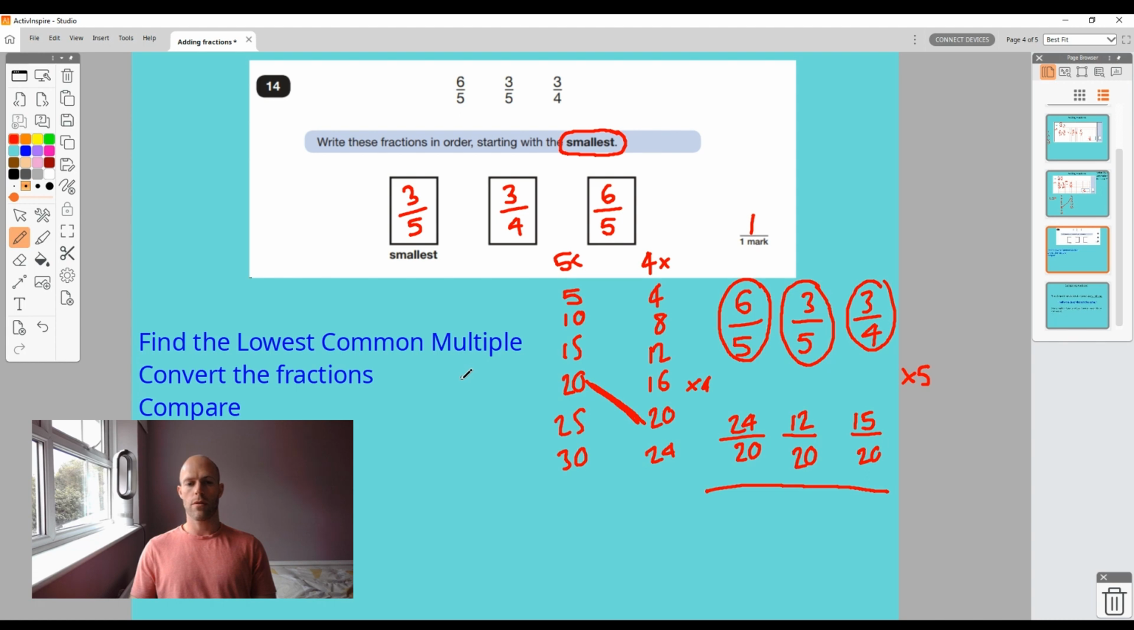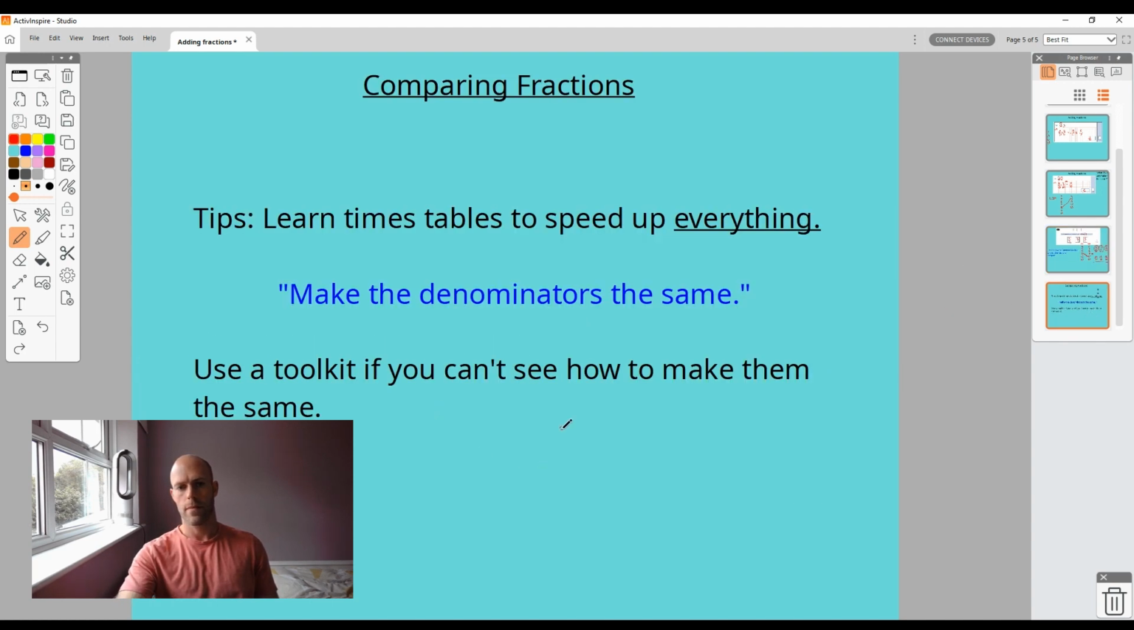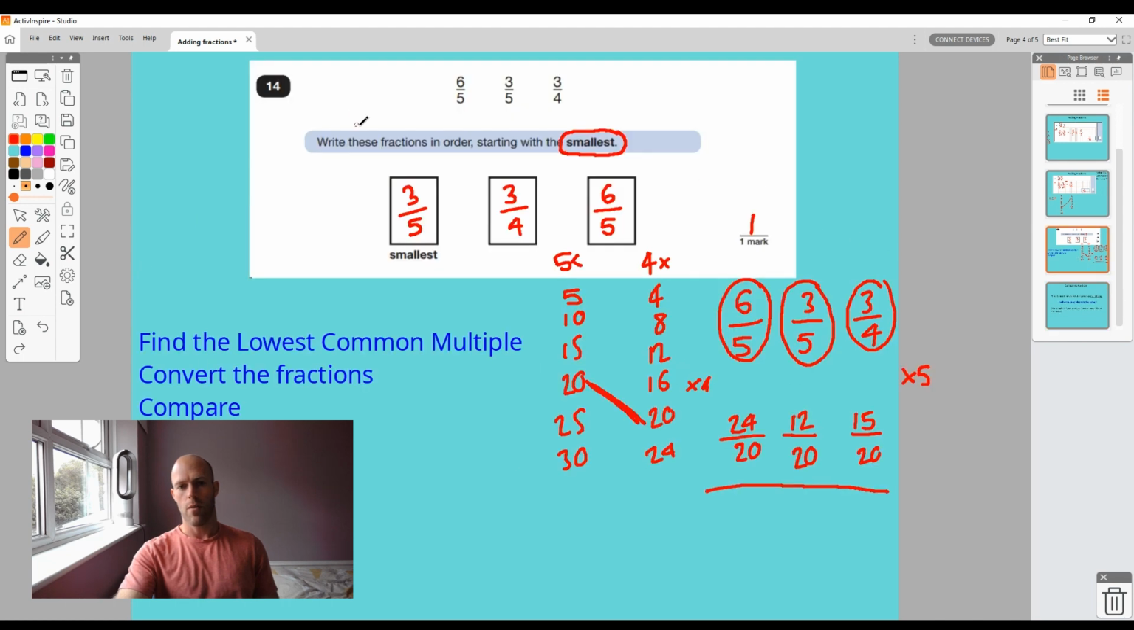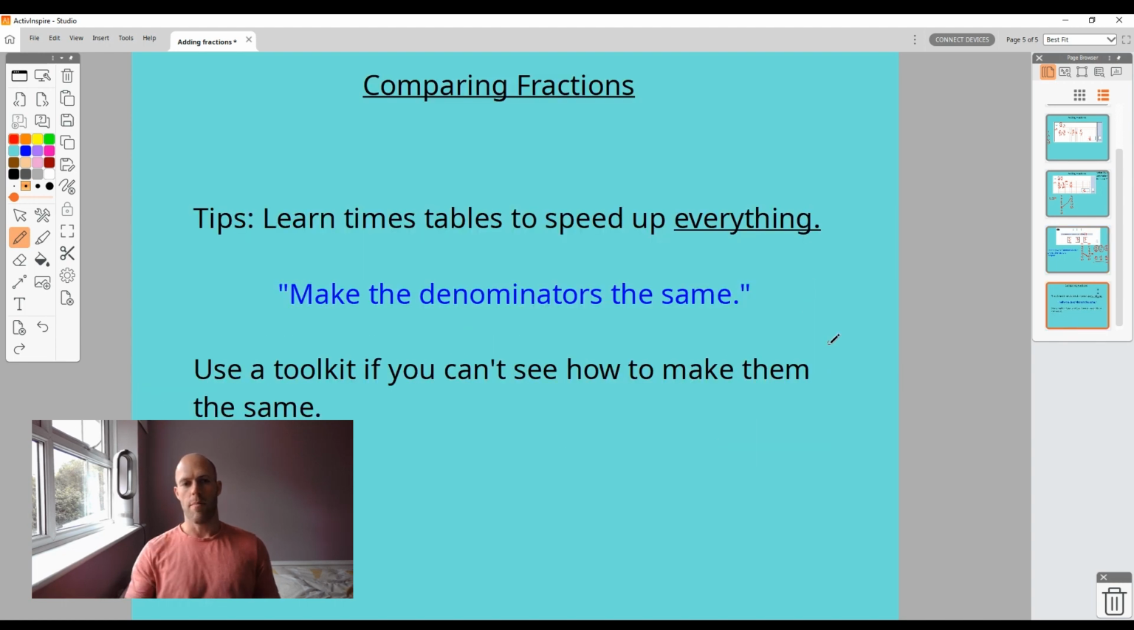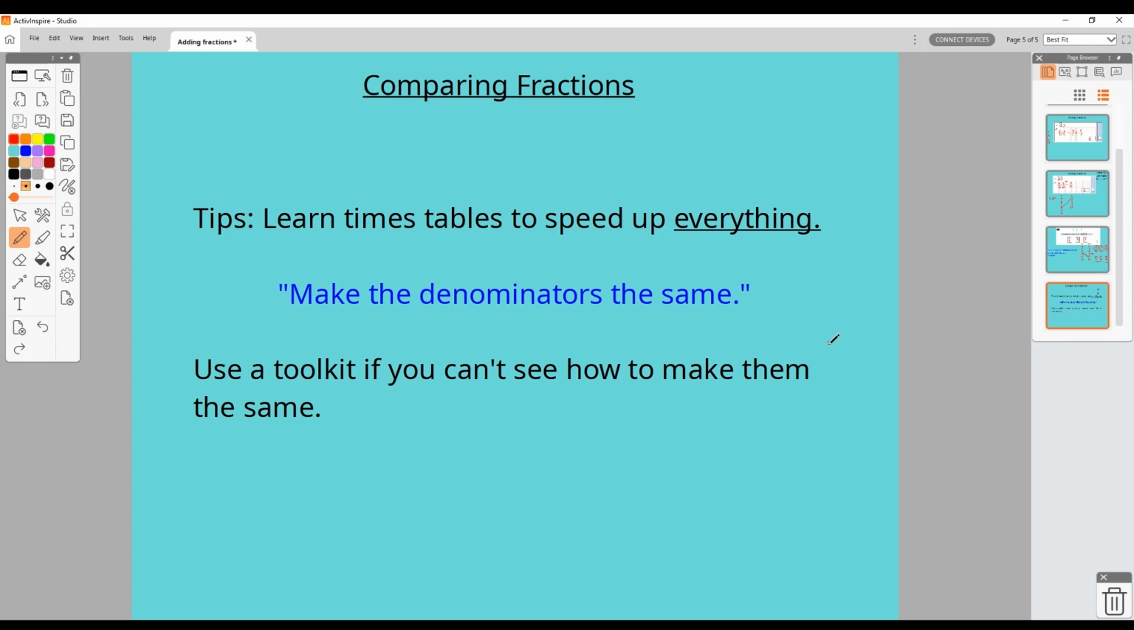So the beauty and the work is in the setup. Actually answering the question isn't too difficult, but we're going back to the same method every single time. Make the denominators the same. Use a toolkit if you need to, then answer the question after that. If you aren't noticing that 5 and 4, we'll convert these to 20ths, that isn't immediately clear, maybe it's an indicator that you need to put a bit more time into times tables.